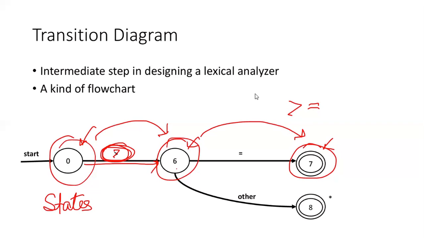Okay. And then you will find that these states 7 and 8 look different from the previous two. That's because they have two concentric circles, and this means that it's a final state. Both 7 and 8 are final states. So final state means it is an accepting state. That means you have identified a valid lexeme and you can now classify it according to the class of tokens to which it belongs.